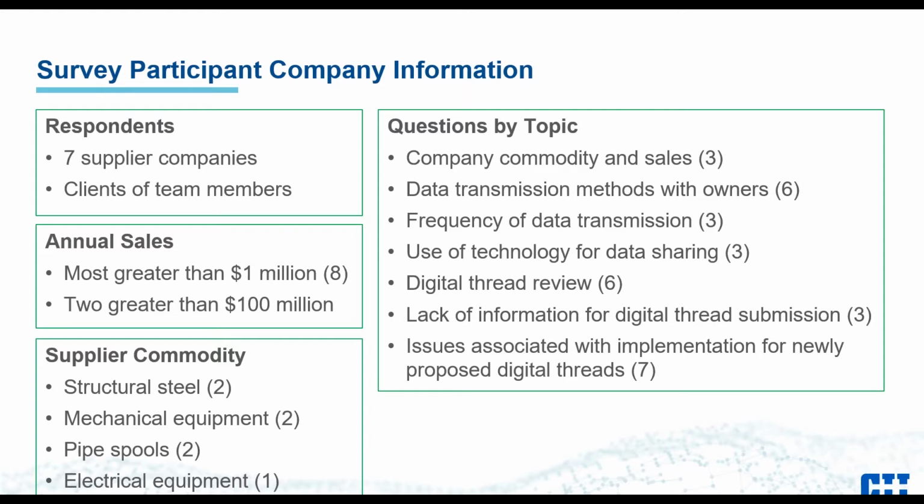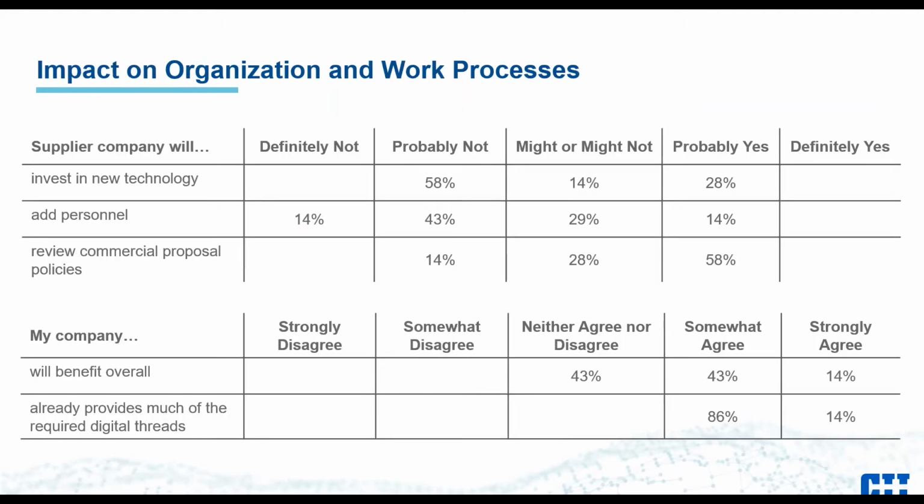They all had varied annual sales in 4 commodity categories, including structural steel, mechanical equipment, pipe spools, and electrical equipment. Our survey questions included topic areas of supply chain data transmission frequency, available information, current use of technology for data sharing, and viability of implementing our research team's digital threads. Highlighted results of the survey indicate the following.